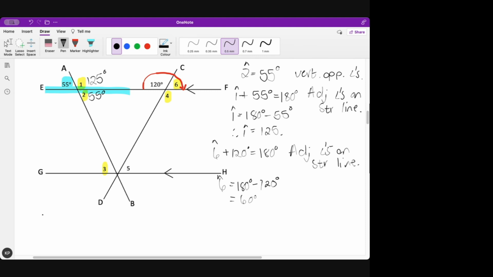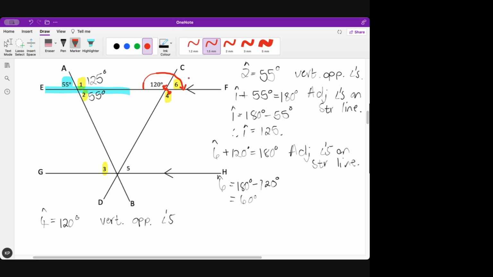Okay. So angle 4 is also 120 degrees. And the reason is it's vertically opposite angles because it's opposite with the other 120, which is over here and over there. Great, we only have one left. How are we going to find number 3?